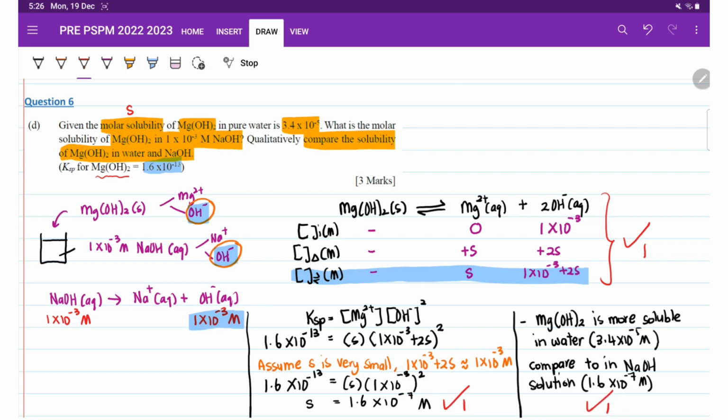So for question number 6, the total marks that you can get from this question is 15, but the maximum mark will be 14. So that's all for question number 6.